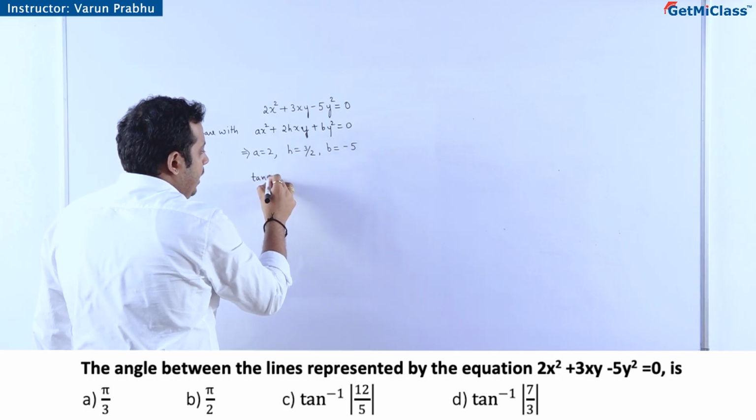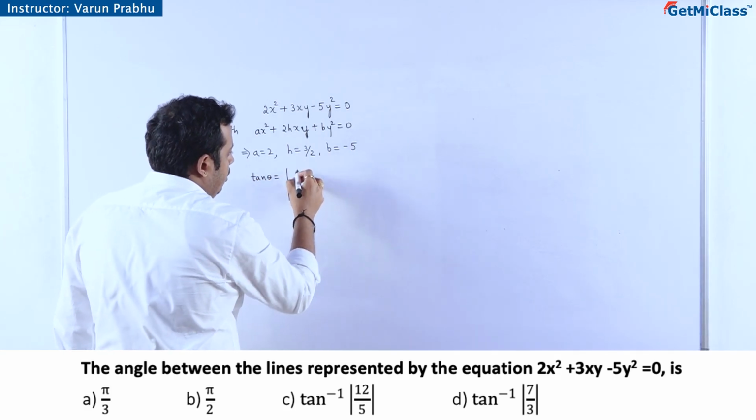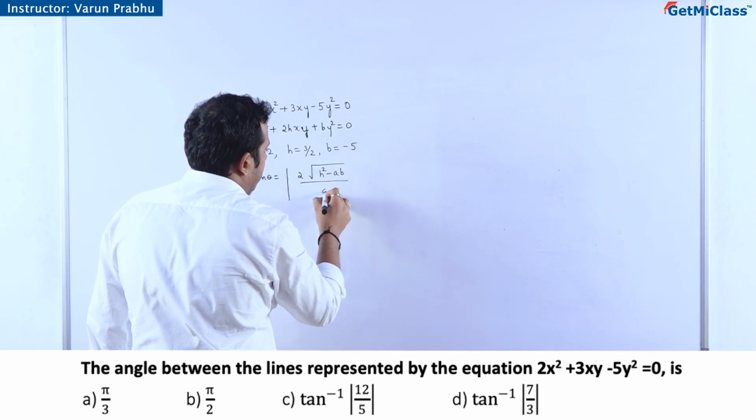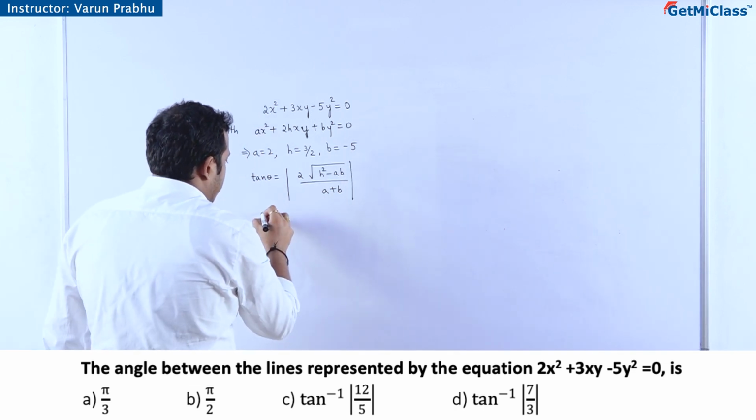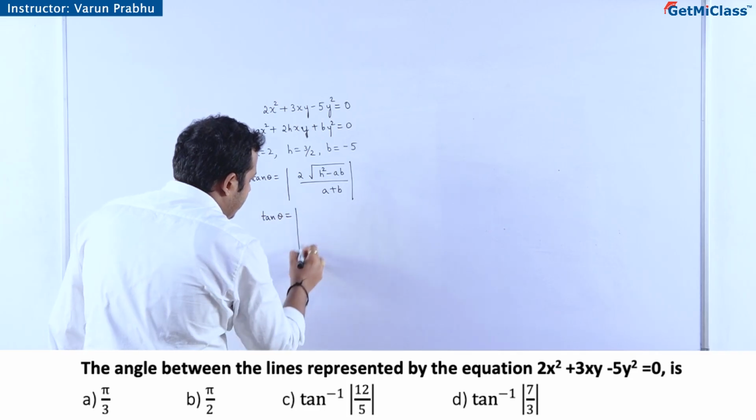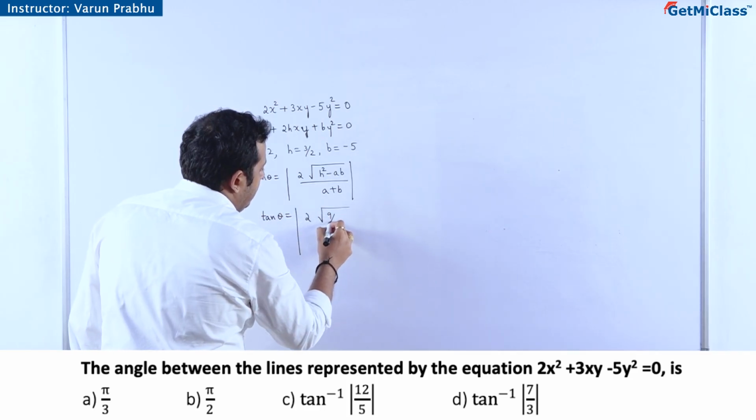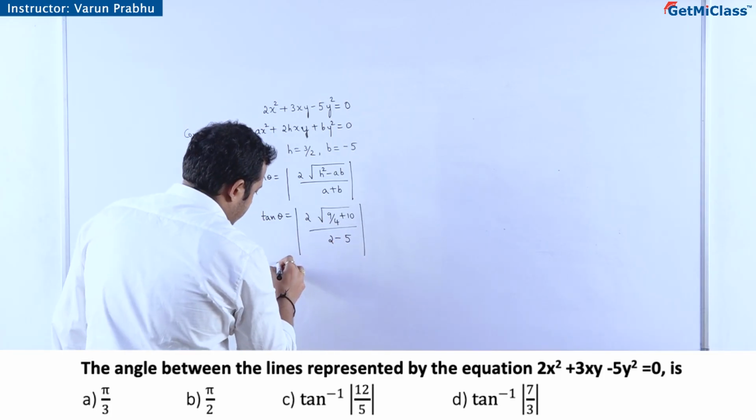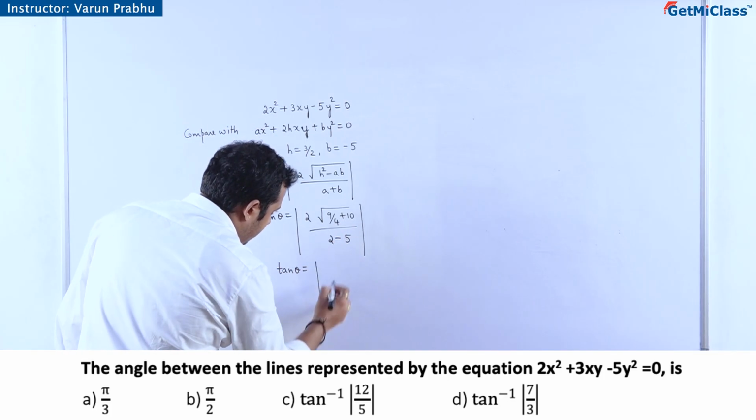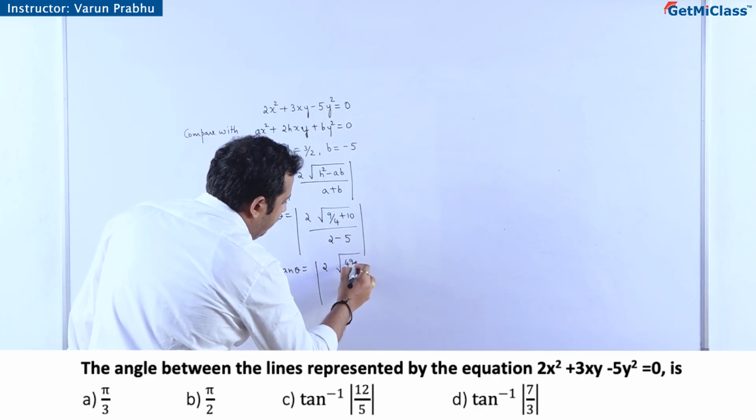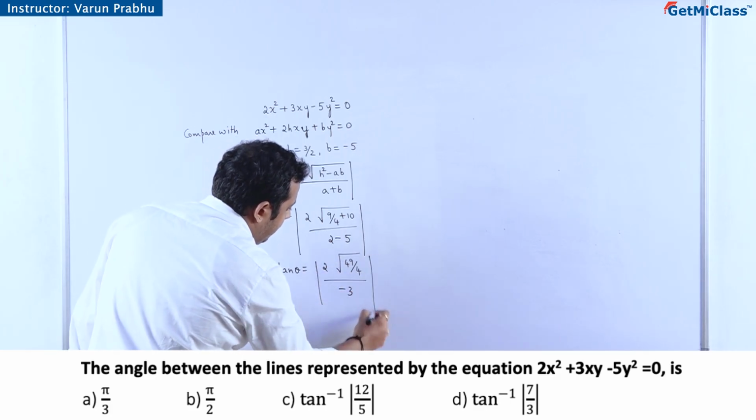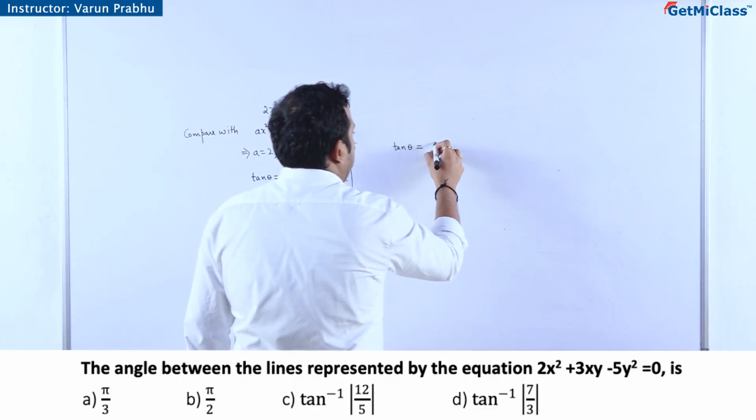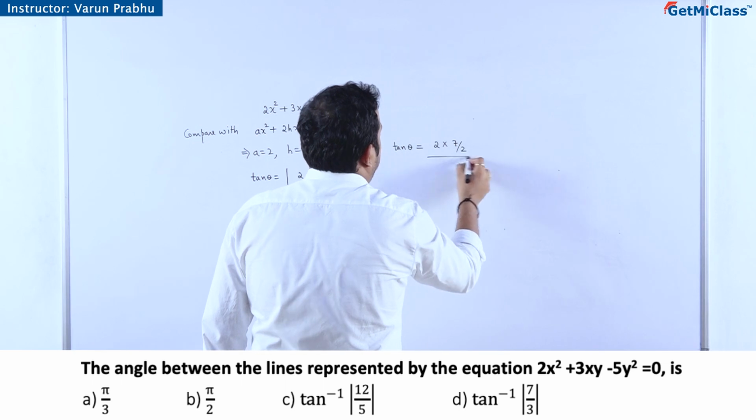The acute angle between the lines formula is given by what? Tan theta is equal to modulus of 2 times square root of h square minus ab divided by a plus b, right or not? So, I can say tan theta is equal to modulus of 2 times square root of 9 by 4 plus 10 divided by 2 minus 5, right or not? So, tan theta is equal to modulus of 2 times square root of 49 divided by 4 divided by minus 3. So, tan theta is equal to 2 times 7 divided by 2 divided by minus 3.